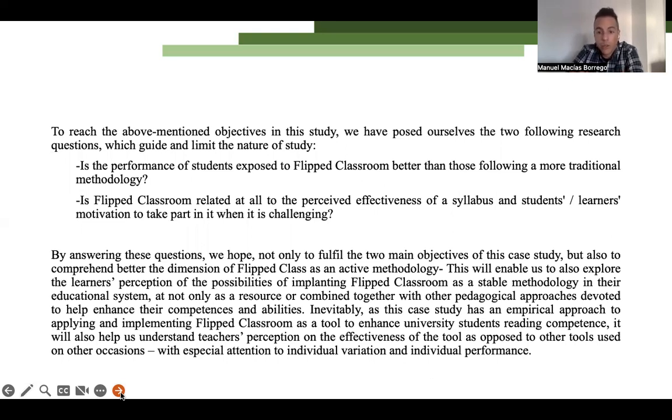Hopefully, this will enable us to also explore the learners' perception of the possibilities of implementing flipped classroom as a stable methodology in their educational system, and not only as a resource or combined together with other pedagogical approaches devoted to help enhance their competencies and abilities. Inevitably, as this case study has an empirical approach to applying and implementing flipped classroom as a tool to enhance university students' reading competence, it will also help us to understand the teachers' perceptions of the effectiveness of the tool as opposed to other tools used on other occasions. We will pay special attention to individual variation and individual performance.